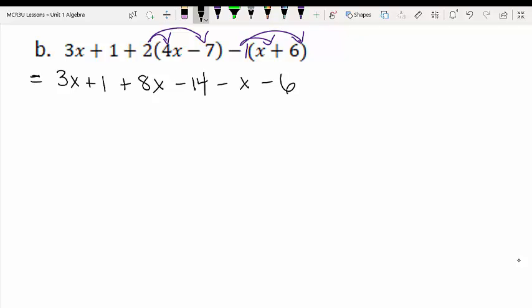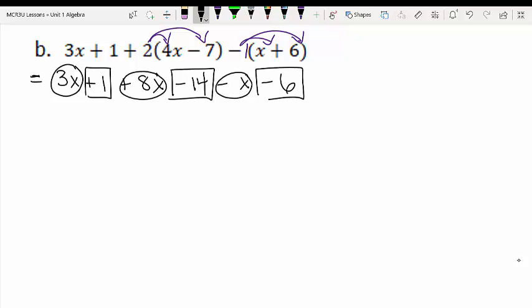Okay, now let's group our like terms. So we have terms with a variable x, and we have terms that are just plain numbers, constants with no variable. So we have two groups here. So I'll circle all of the terms with an x to the exponent 1. They're like terms. And I'm going to square off the constant numbers. Okay, now let's add together our 3x plus 8x minus x, so that's 10x. And now plus 1 minus 14 minus 6 is minus 19.